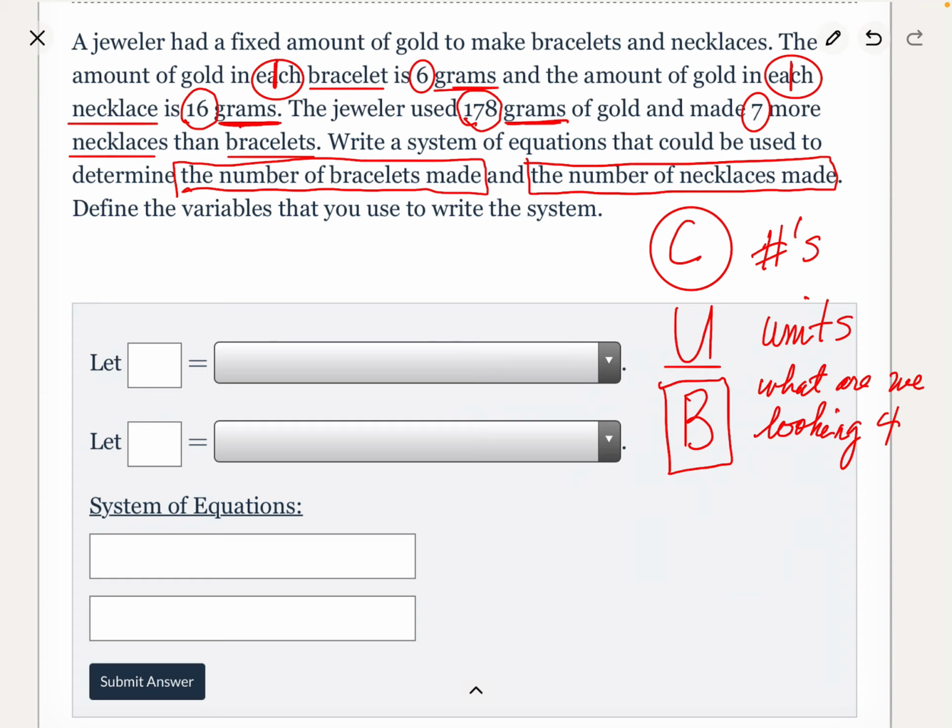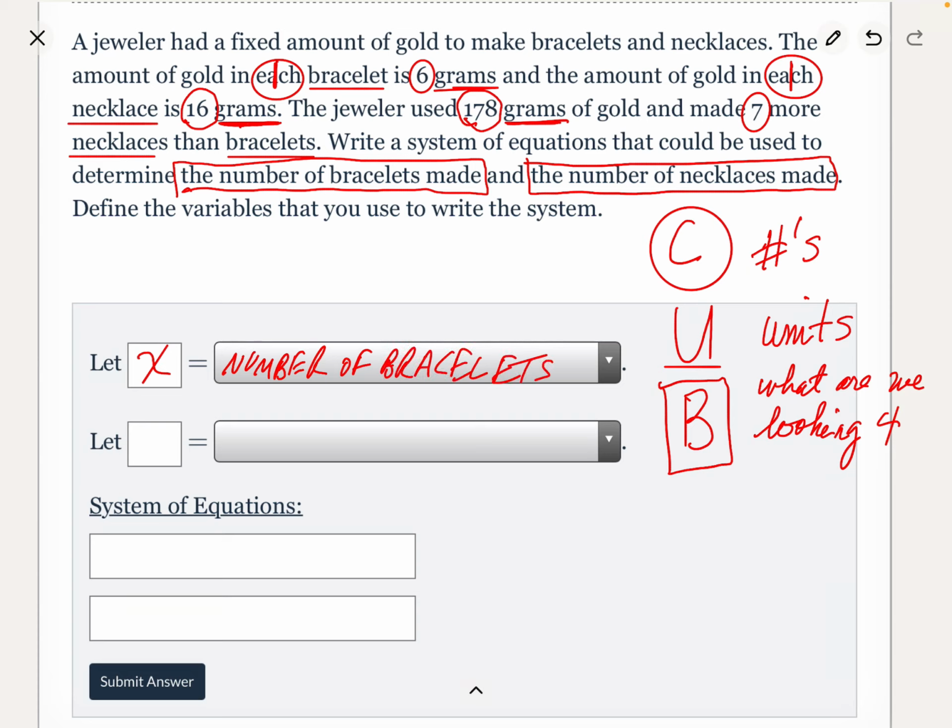The reason that I want to do that is that's going to tell me what my variables should be, what it is that I'm looking for. So I'm saying this should be X, and X stands for the number of bracelets made.